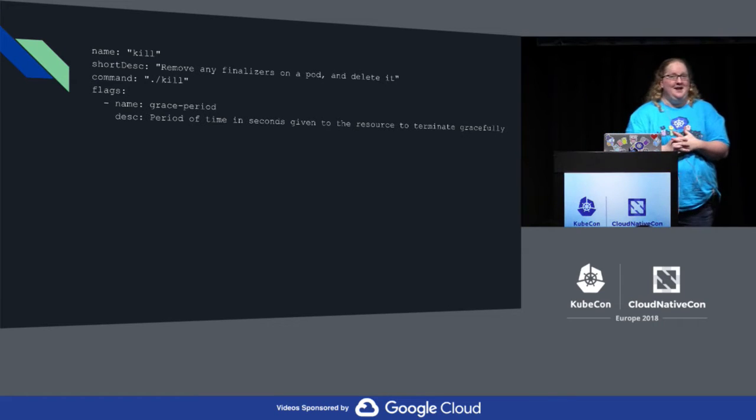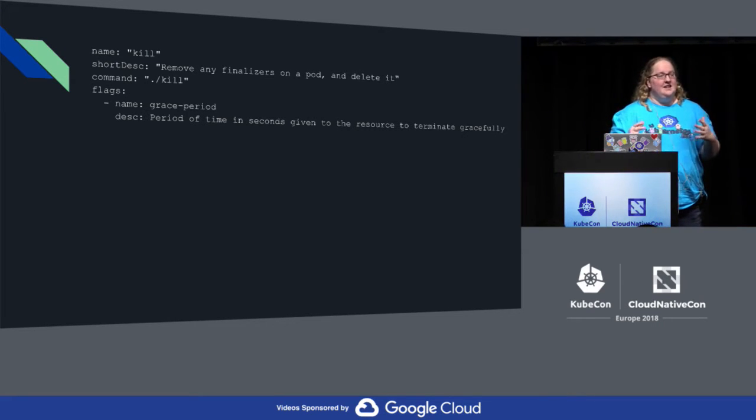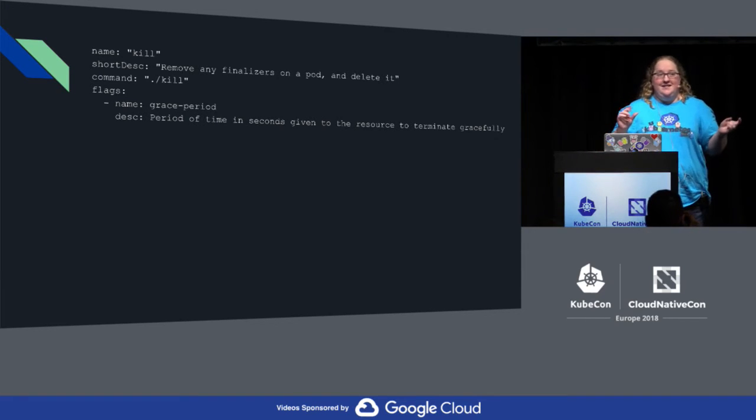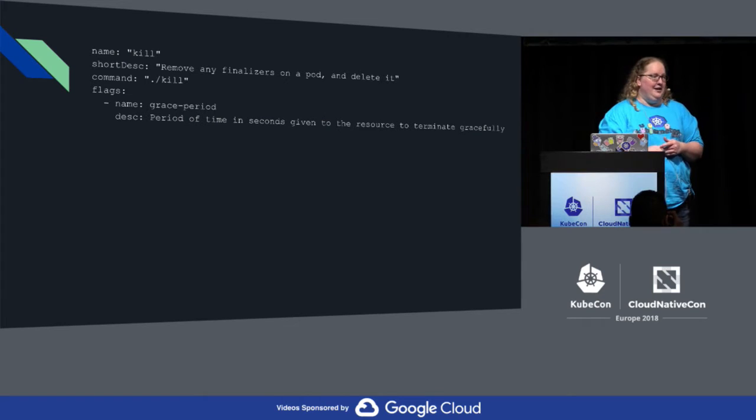If you're writing stuff with finalizers, it's very useful. So the deal with finalizers is that if I have, say, a pod, and I put a finalizer on it, and then I try to delete it, I do kubectl delete the name of the pod, it actually won't delete until that finalizer is gone. And that can kind of be annoying.